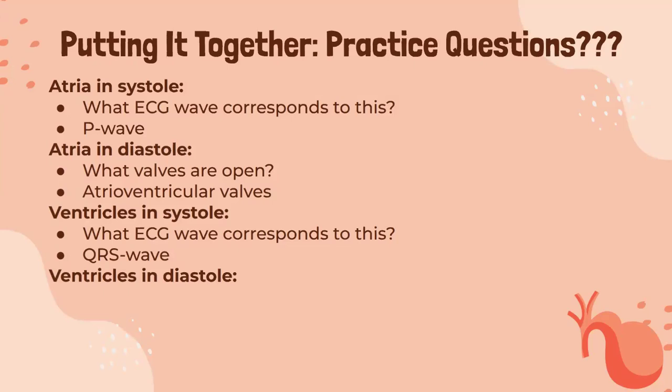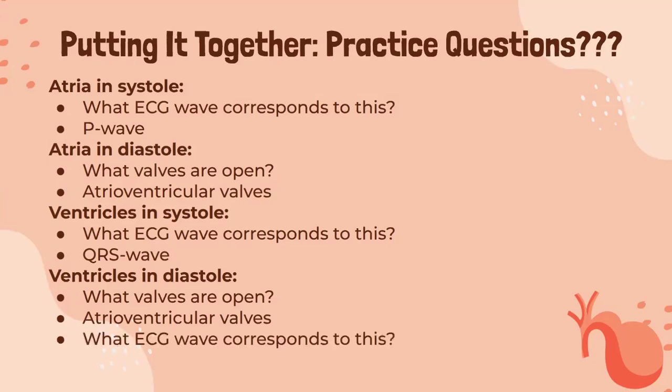If your ventricles are in diastole, meaning your ventricles are relaxed, then what valves are going to be open? If your ventricles are relaxed, they are not contracting, meaning no blood can go through those semilunar valves. And so your atrioventricular valves are going to be open, so that the blood can go down through the atrioventricular valves.